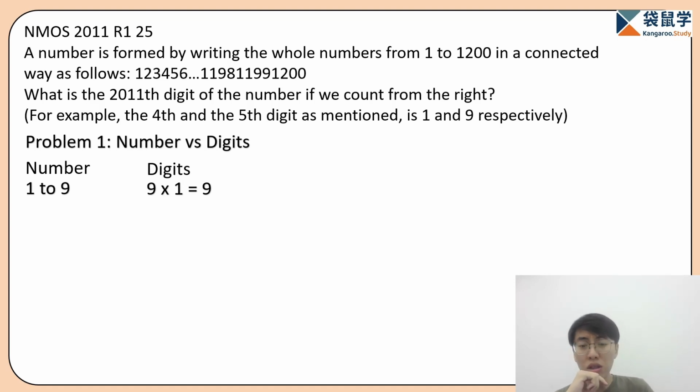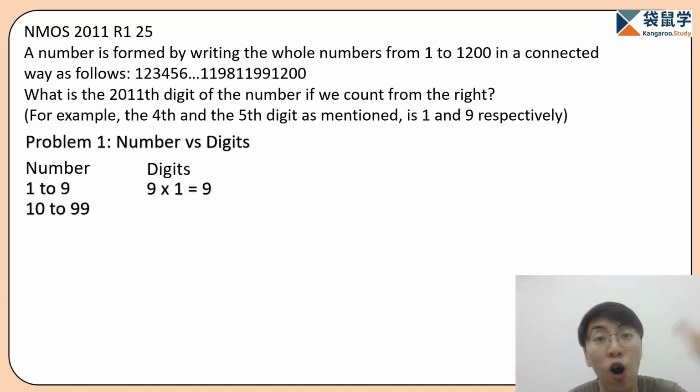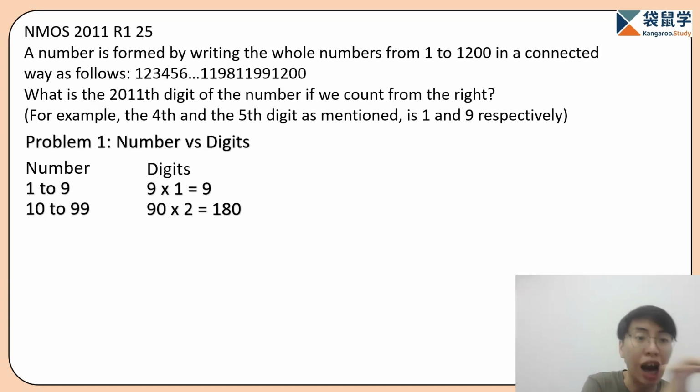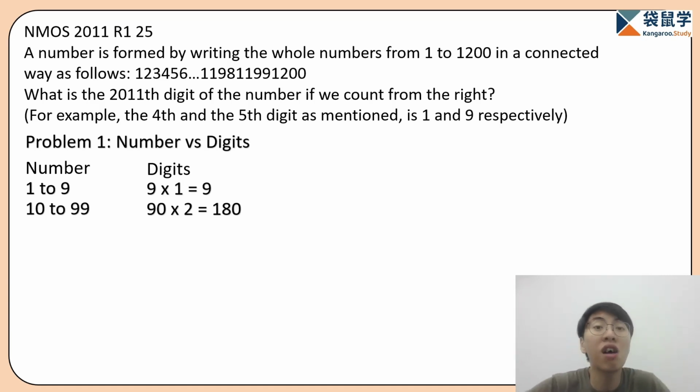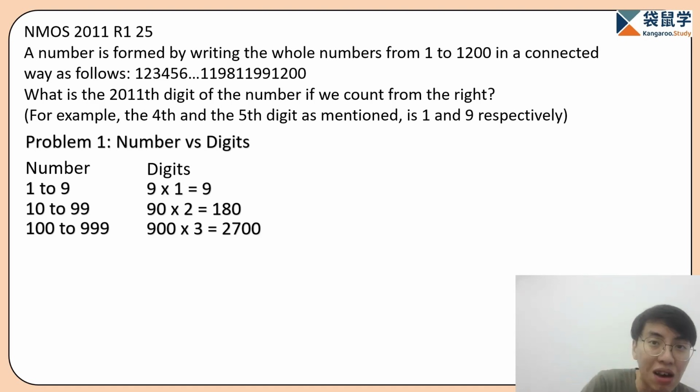How about for 10 to 99? Does anyone know the answer? Now I'm pretty sure all of you are thinking, it should just be 90 times 2, and that gives me a total of 180 digits. How about 100 to 999? Some of you have already noticed a pattern. It should just be 900 times 3, and that gives us 2700.